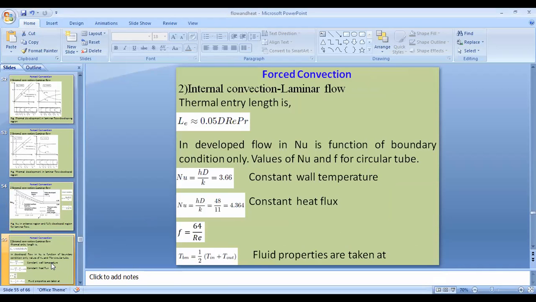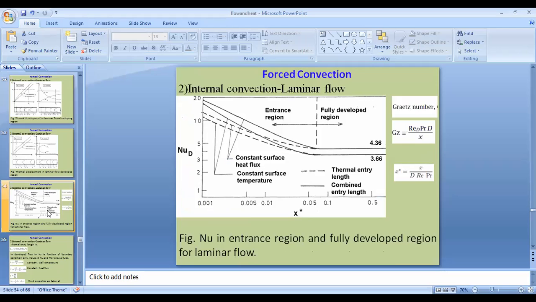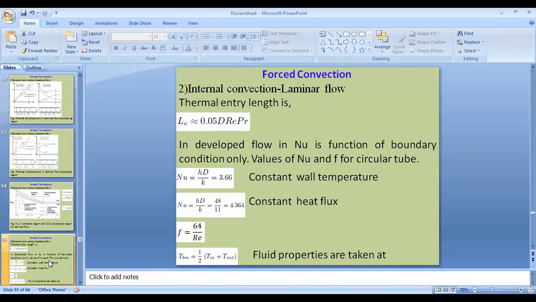Okay. Now the question comes of entry length. Entry length means what? Till the flow develops, that is called the entry length. And we cannot use the relation that the Nusselt number is 4.36 for constant heat flux, or 3.66 for constant temperature. So we have to calculate the entry length. So how do we calculate the entry length?